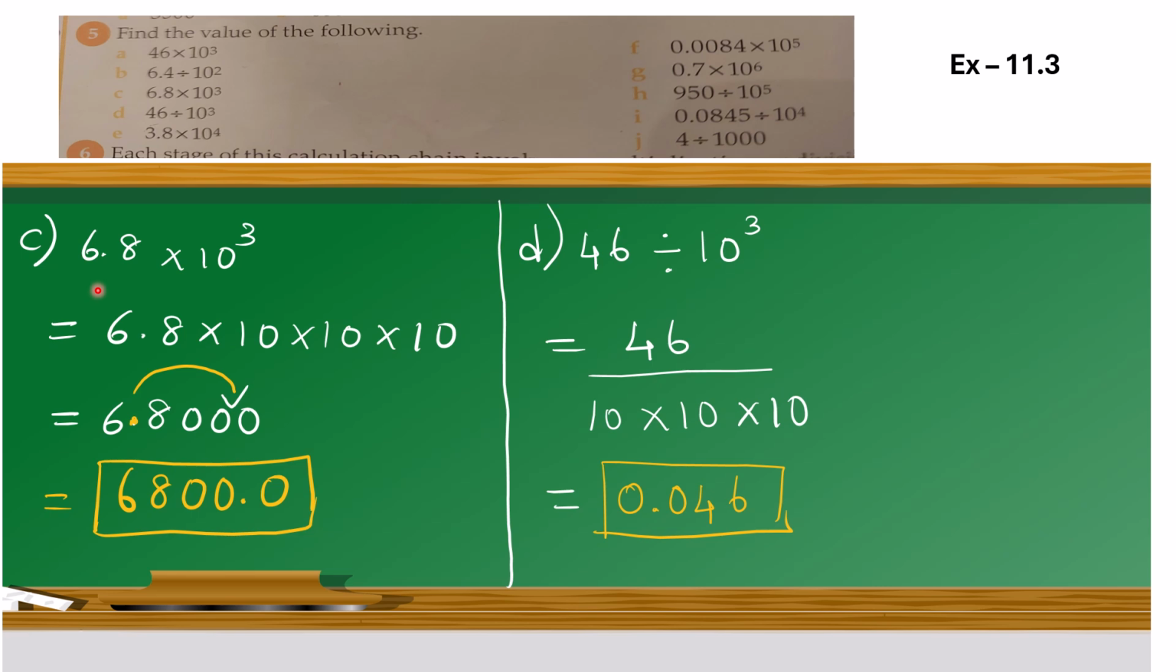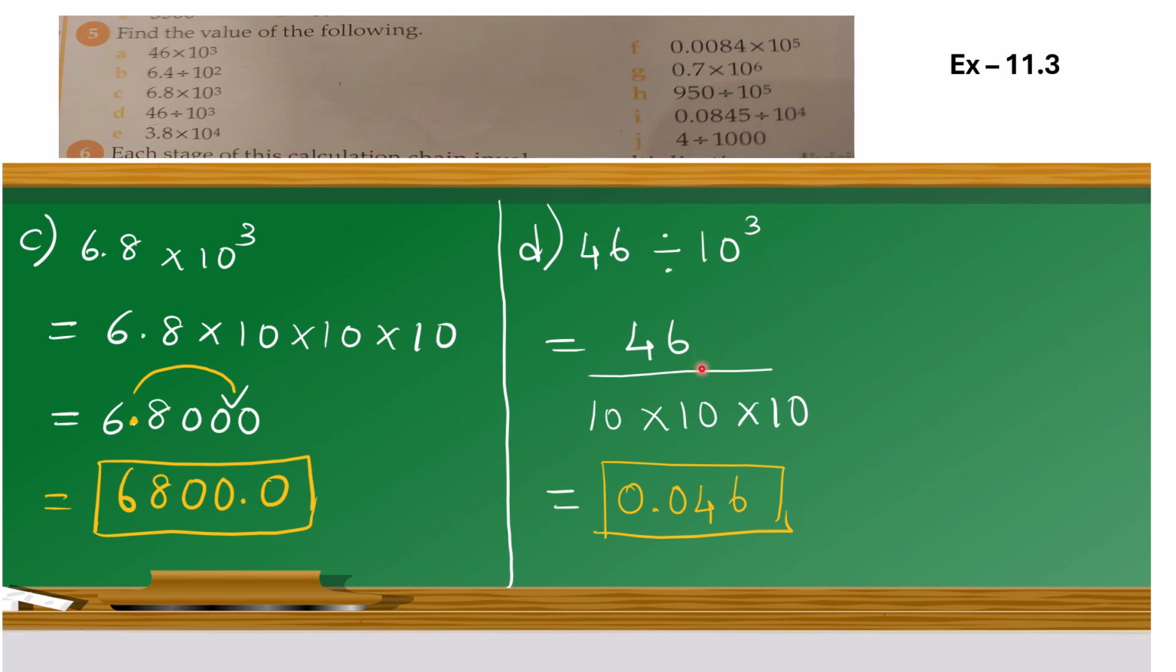C sum, 6.8 into 10 cube. Okay. 6.8 into 10 cube is nothing but 10 into 10 into 10. Now just write the number 6.8. We have to add the zeros to the end of the number. Okay. So 0, 0, 0. We have 3 zeros, so we added them here. But after the decimal point, we have only one number, right? So we have to move the decimal point. From the last, leave one number and keep the decimal point. So the answer is 6,800.